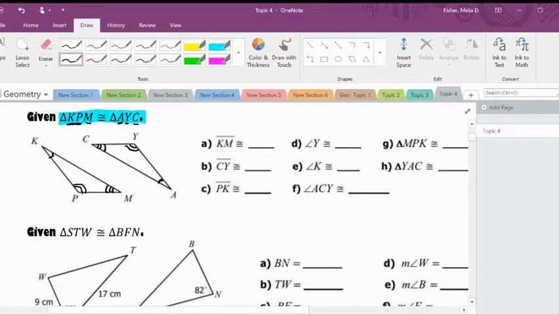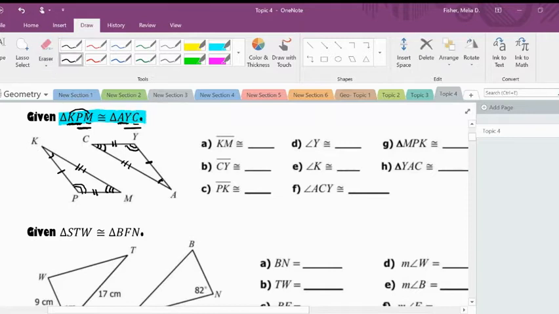KP and AY are sides that match up. So KP, let's give that 1 mark, and AY gets 1 mark. And then we can look at PM and YC. So PM, let's give that 2, and YC gets 2 marks. And then the first and the last go together. So KM and AC, those go together. 1, 2, 3, 1, 2, 3.